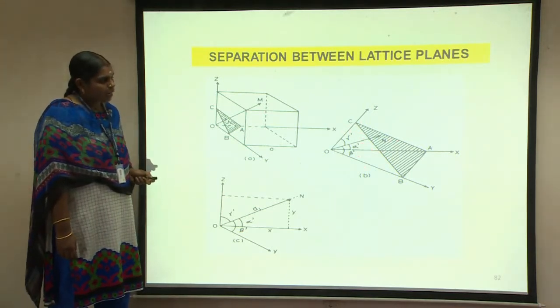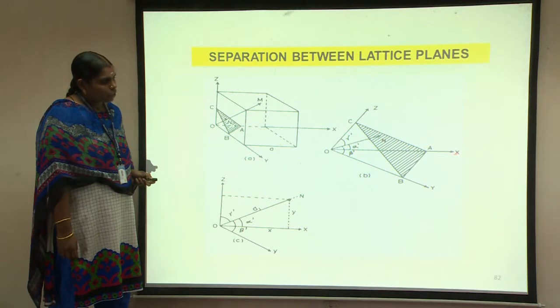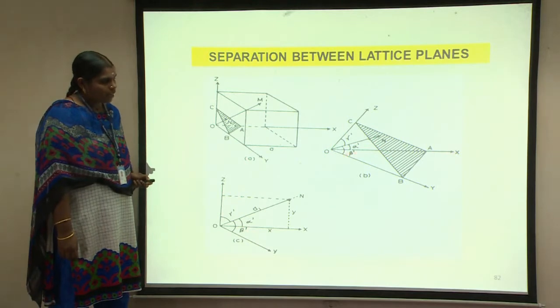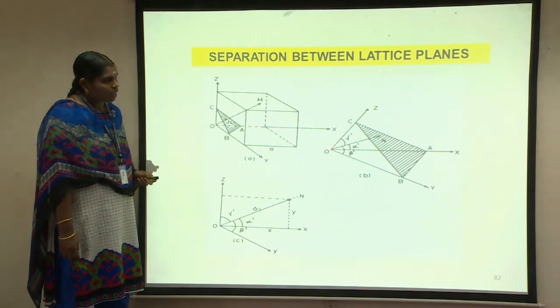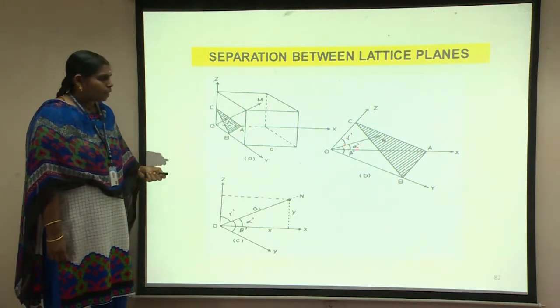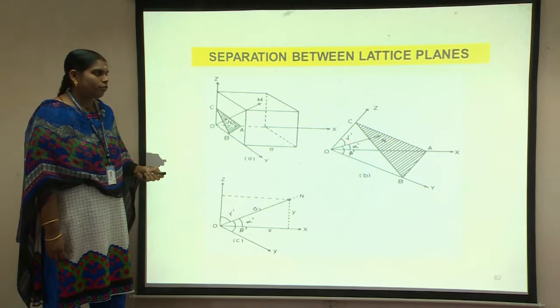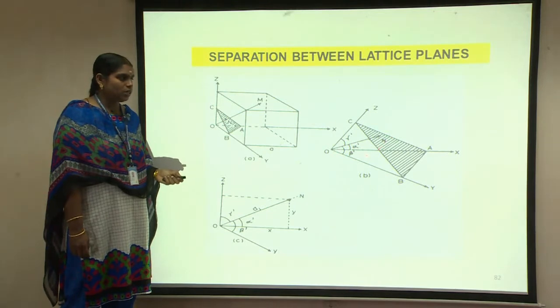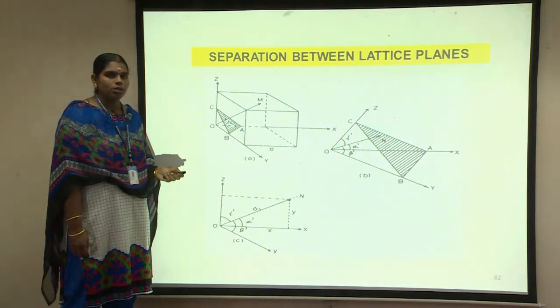Let alpha dash, beta dash, gamma dash be the angles subtended by the crystallographic axes with this normal. That means ON with OX is alpha dash, ON with OY is beta dash, ON with OZ is gamma dash, and A, B and C are the intercepts made by this triangular plane on the crystallographic axes. In order to solve this, we are going to make use of the direction cosine law, which is cos square alpha dash plus cos square beta dash plus cos square gamma dash is equal to 1.